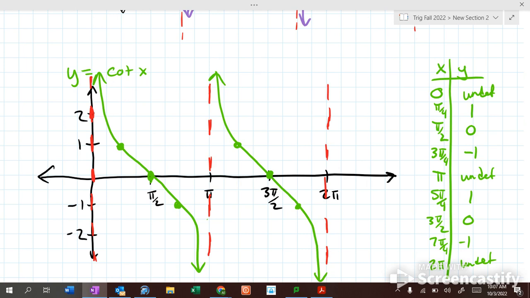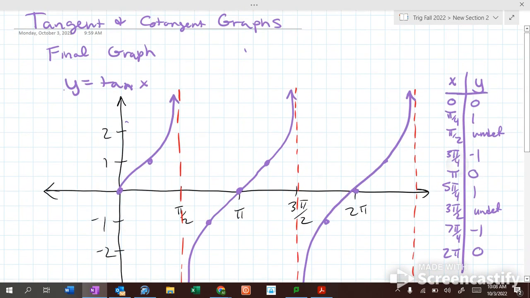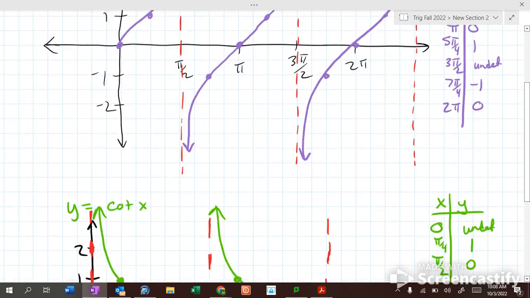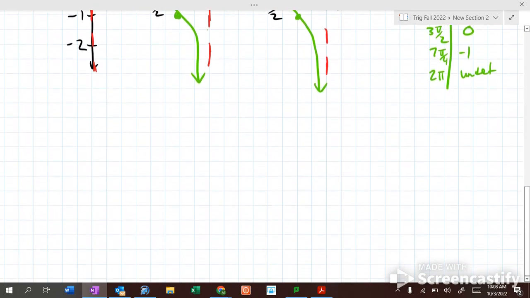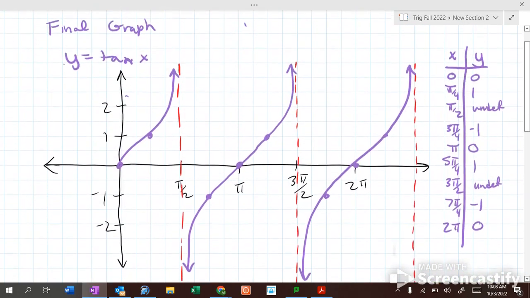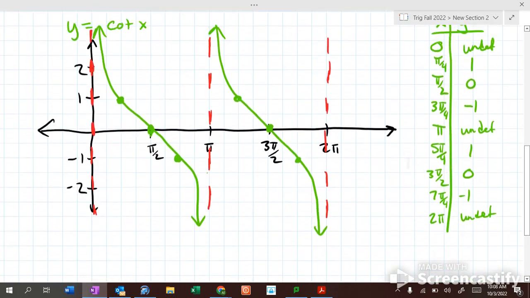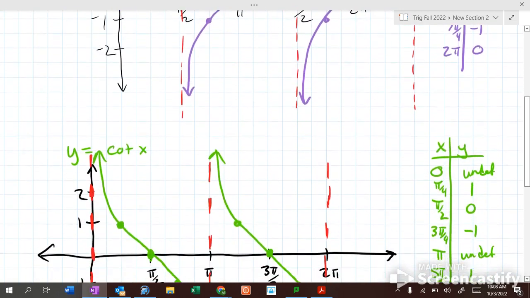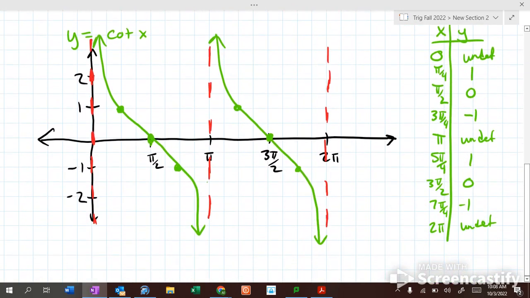So what's the slope, no matter where you are on a cotangent curve, going to be? Negative. So tangent goes up from left to right. Cotangent goes down from left to right. It just makes a difference where the asymptotes are. Okay? All right.